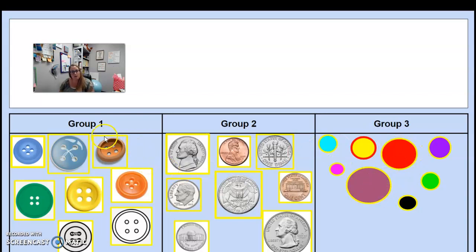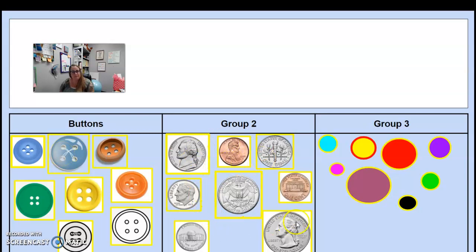So instead of calling it group 1, group 2, and group 3, what could I actually call them? What are these actually called? That's right, these are buttons. So we might see buttons on our shirts or our pants, sometimes on our shoes, sometimes on a bag. Buttons are very helpful. They keep things together.